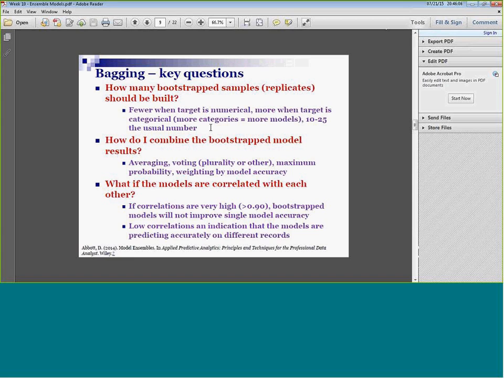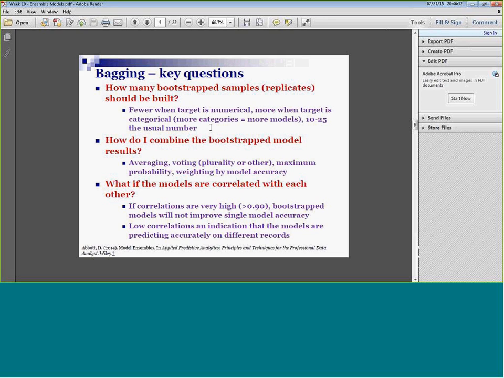Remember I talked about trying to put together general guidance for all of our techniques, in a little template, white paper, whatever you want to call it, for future classes. So I'm looking at what others say are good rules of thumb, and these happen to be some good ones, I think, for bagging. If it's a categorical target, build more models. If it's a numerical target, fewer models, 10 to 25 being the usual number.